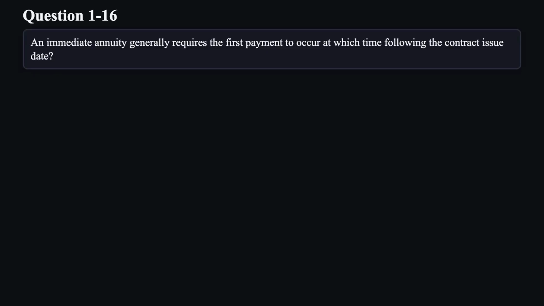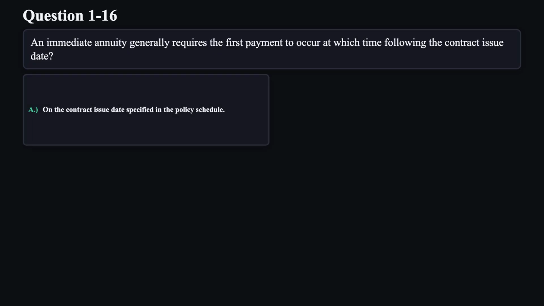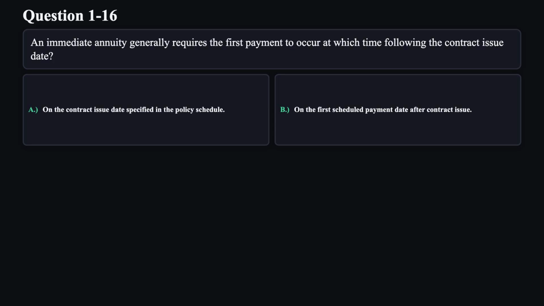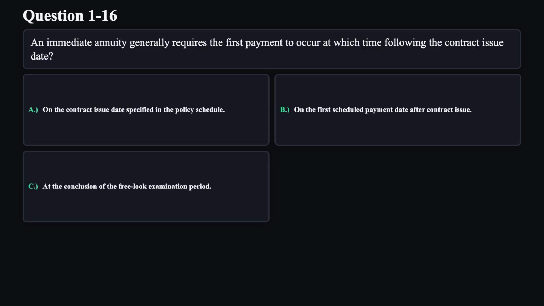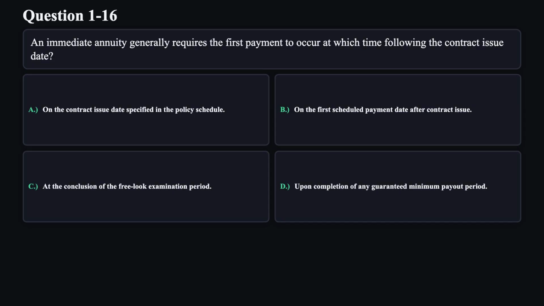Question 16. An immediate annuity generally requires the first payment to occur at which time following the contract issue date? A. On the contract issue date specified in the policy schedule. B. On the first scheduled payment date after contract issue. C. At the conclusion of the free look examination period. D. Upon completion of any guaranteed minimum payout period.